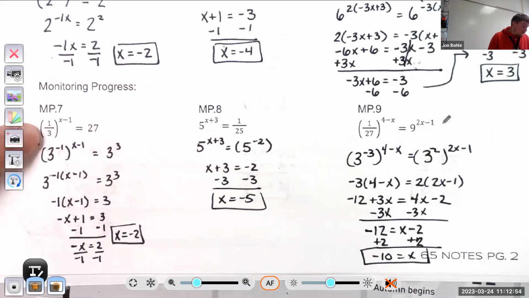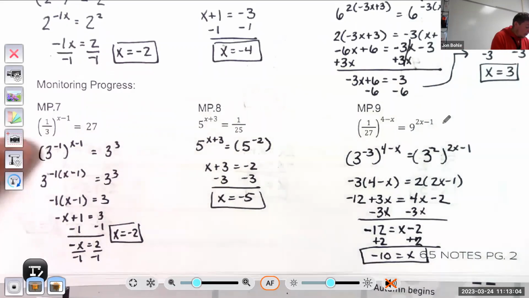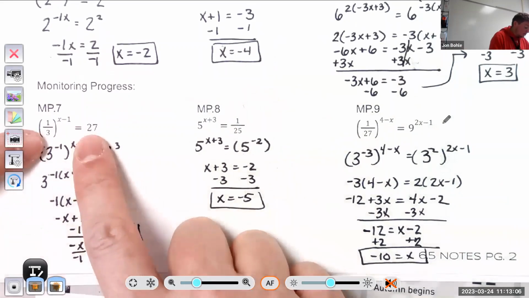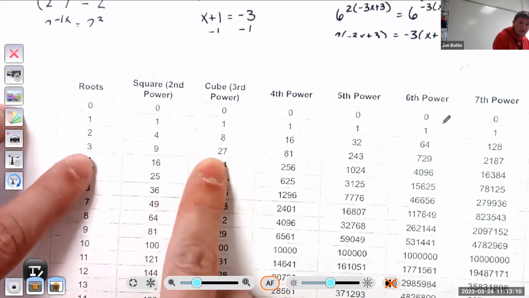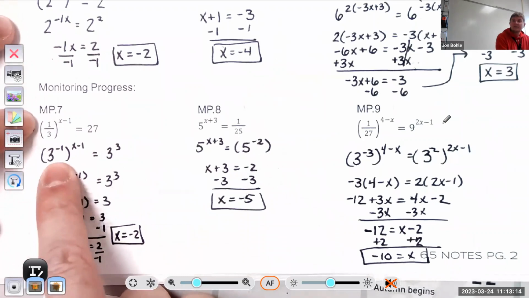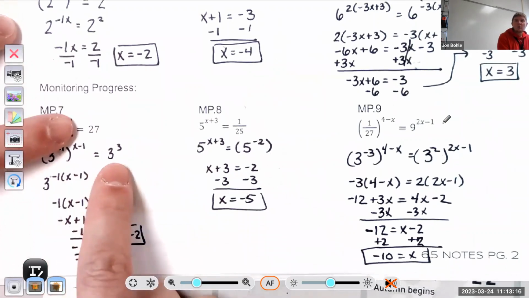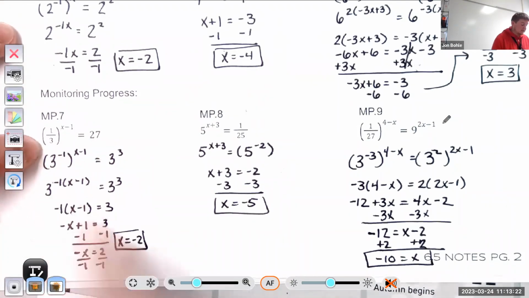So on number 7, I'm seeing a 1/3. That right off the bat is telling me base of 3. Okay, so I'm going to look for the row that has 3 and 27 in it. It has a power of 3 or a root of 3. So I can rewrite 1/3 as 3 to the negative first power, and I can rewrite 27 as 3 to the third. Okay, power to power, I multiply -1 times x minus 1.